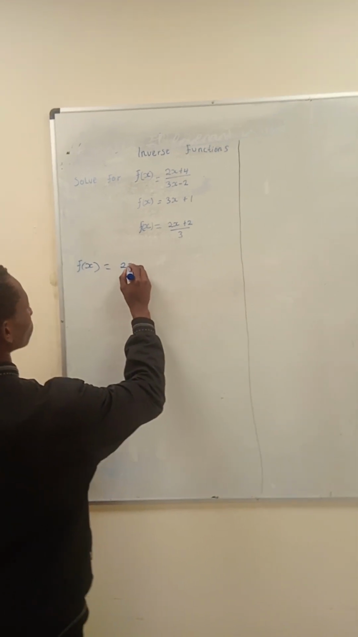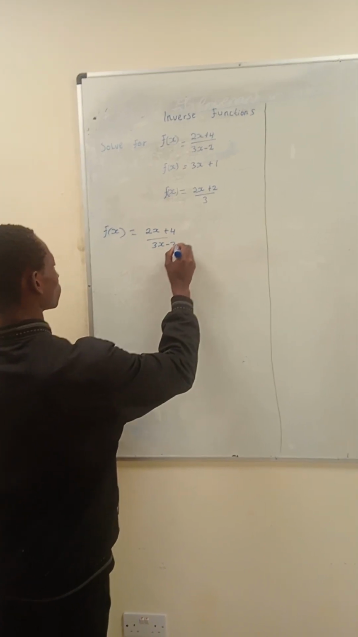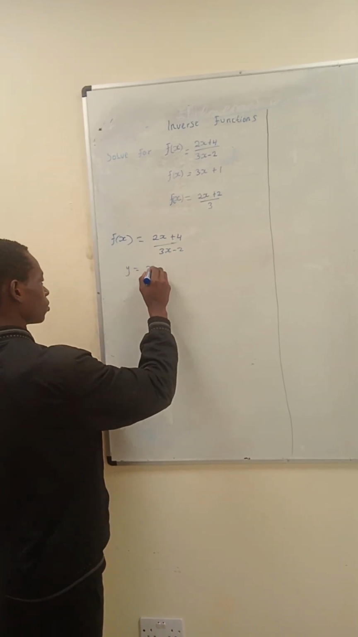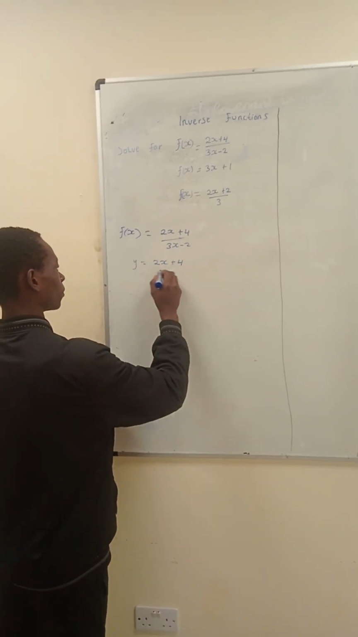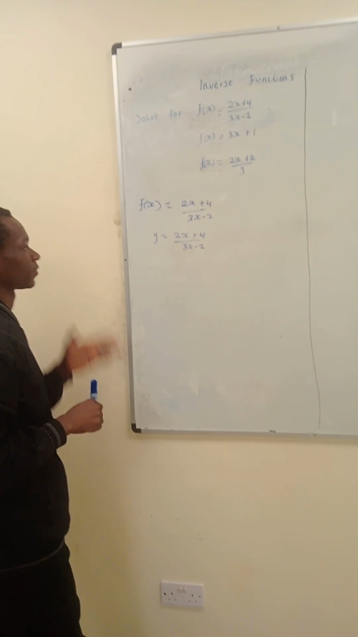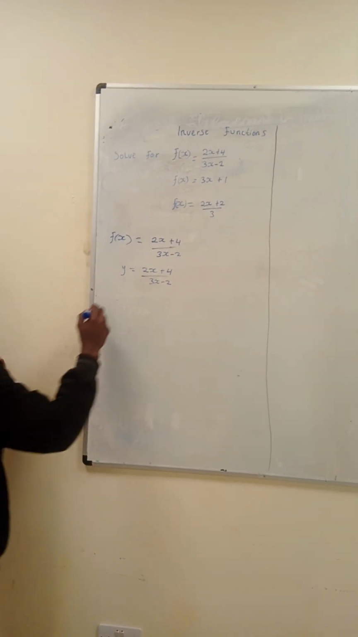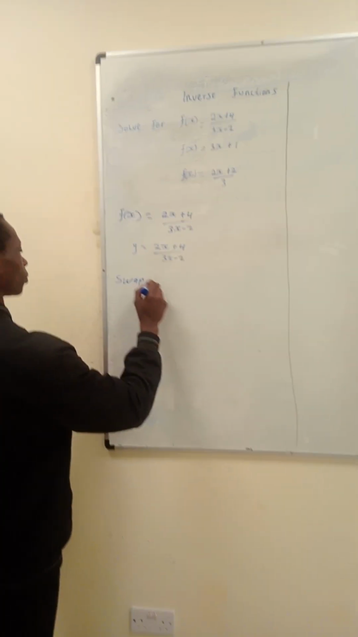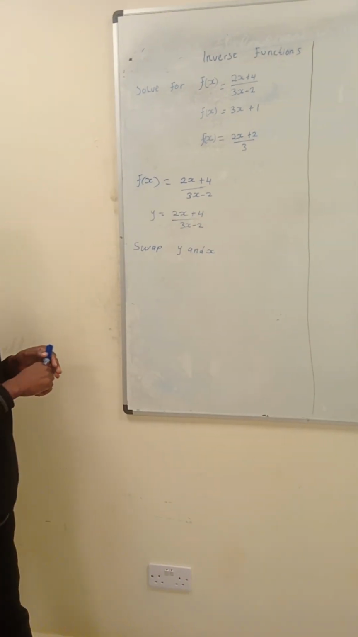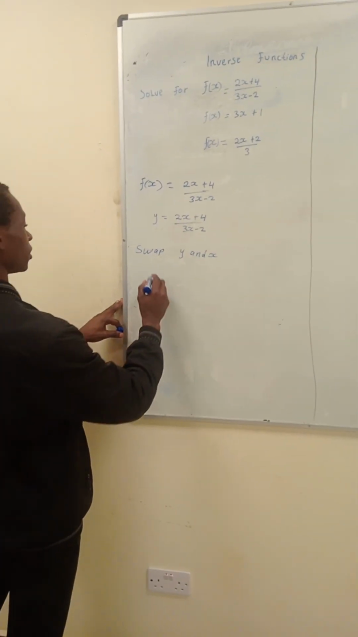That is 2x plus 4 over 3x minus 2. This function is initially y is equal to 2x plus 4 over 3x minus 2. So the second step after reaching here, we have to swap the values of x and y. Swapping means where there is x, you put y, and where there is y, you put x. So it comes this way.